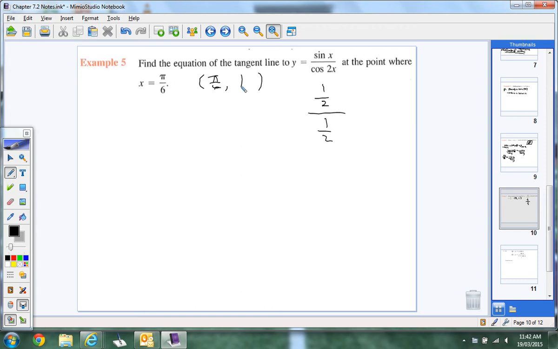You know that your x value is pi over 6. And then you plug that in for x in your original equation to get y, and that ends up being 1. Same thing you're doing exactly, but we just have it with trigonometry now. Okay, all right. So I'm going to erase that 1/2 over 1/2, and we're going to start our quotient rule here.